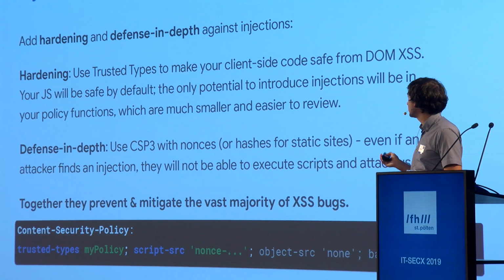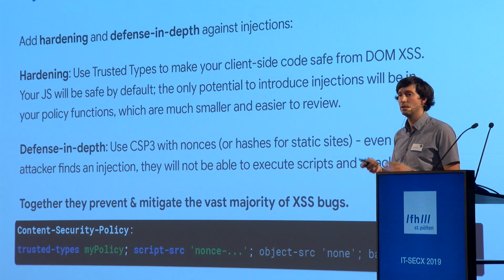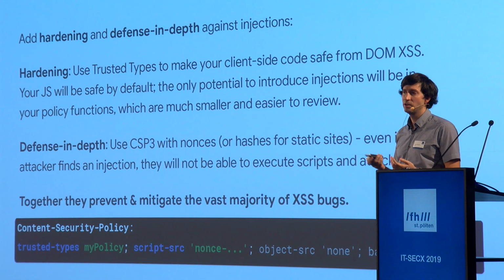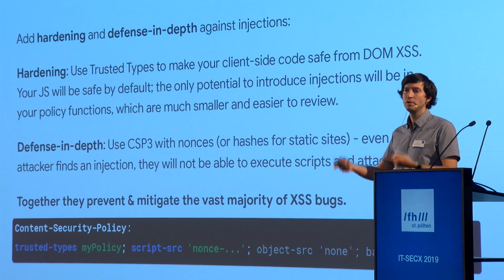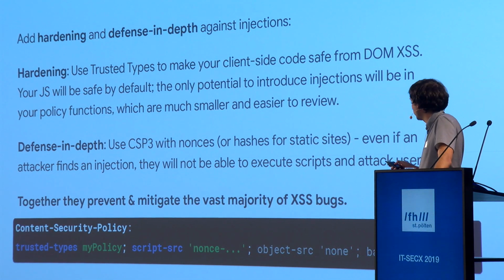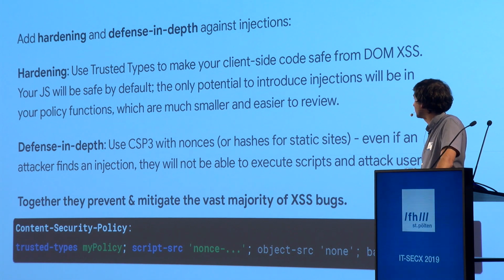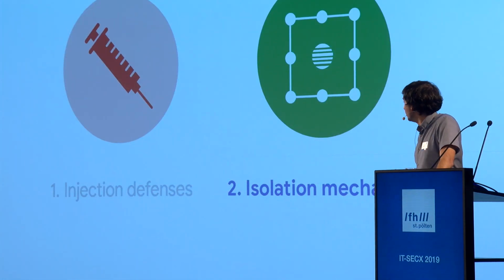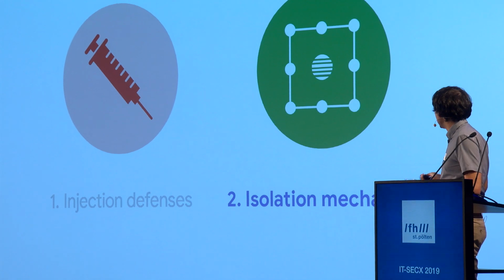And especially trusted types is not a mitigation, it's actually a hardening feature, because you actually have to rewrite your code, and by that you actually remove a lot of attack vectors if you make it compatible to trusted types. So isolation mechanisms, these things are basically brand new, and I'm actually really excited about them.